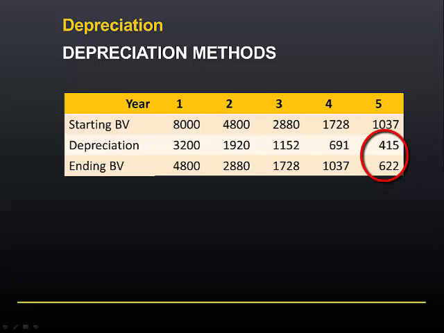However, at the beginning of this example, we were told that we depreciate down to a book value of 0, and therefore if that's the case, we would normally depreciate all of the remaining book value of the asset in the fifth year to give us a book value of 0.